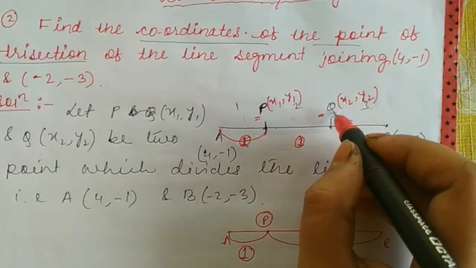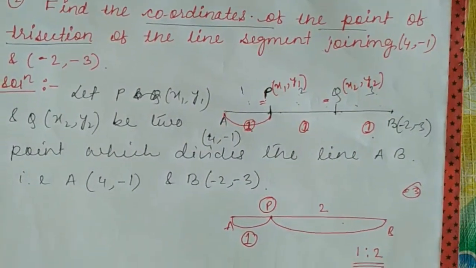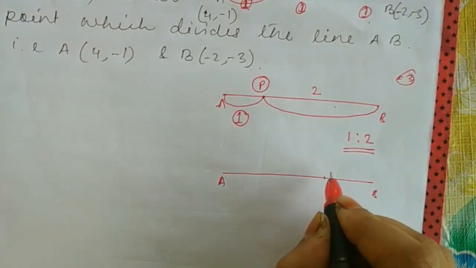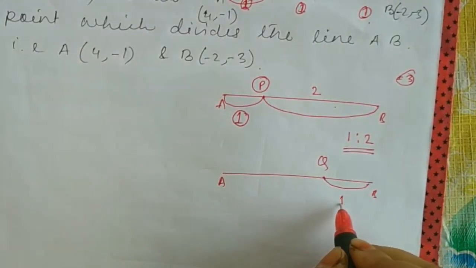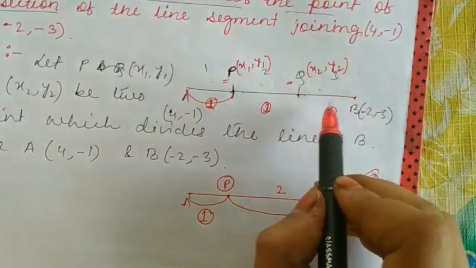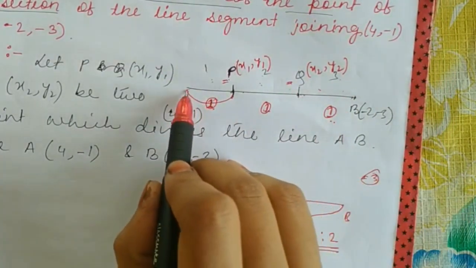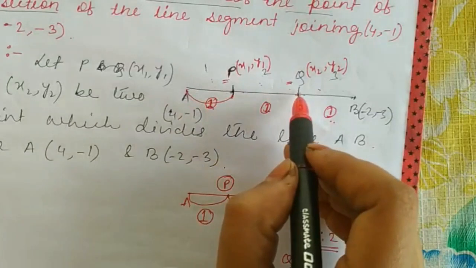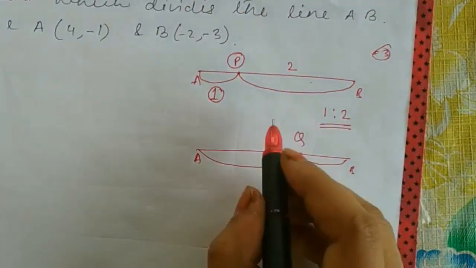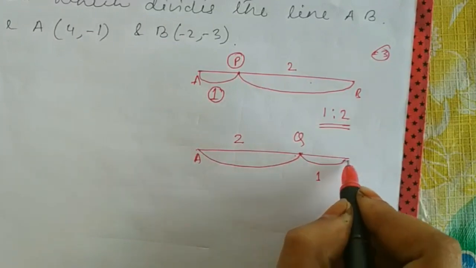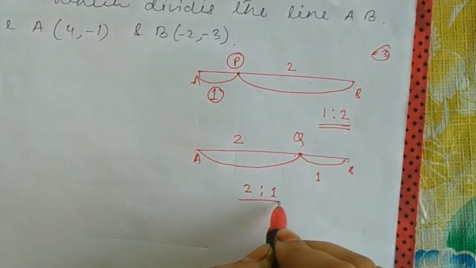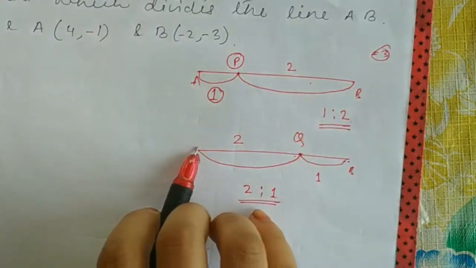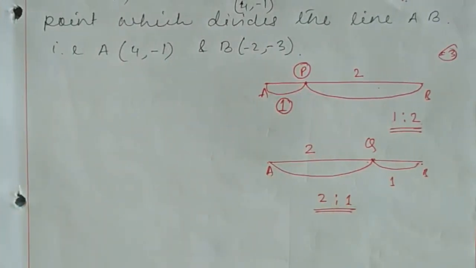Again, in case of Q, what is the ratio here? Look here. In case of Q, suppose AB here and Q lies here. QB is 1. And what is AQ here? AQ means AP plus PQ. That means 1 plus 1, 2. So AQ is 2 and QB is 1. That is why 2 is to 1. Therefore, the ratio of AP is to PB is 1 is to 2 and AQ is to QB is 2 is to 1.